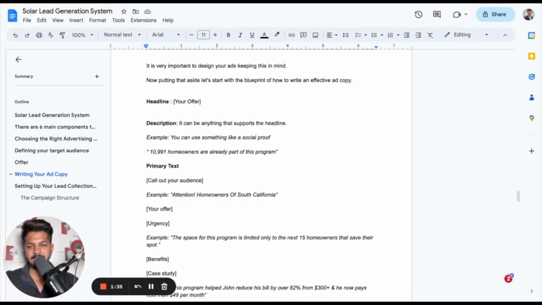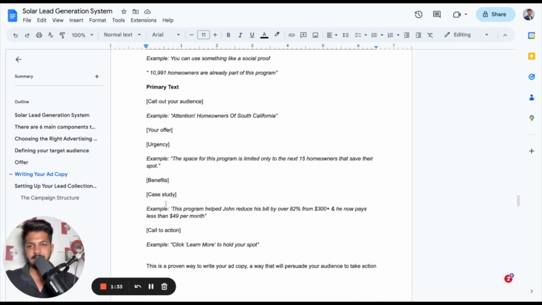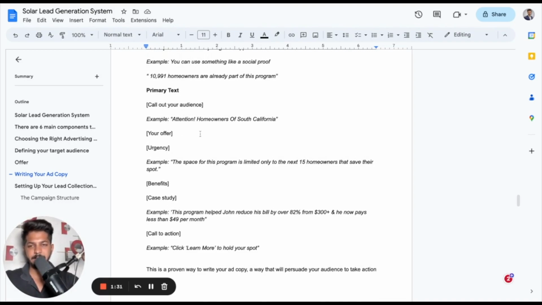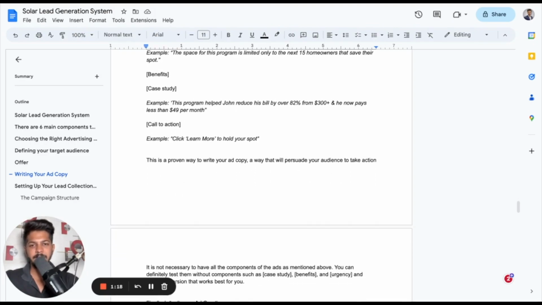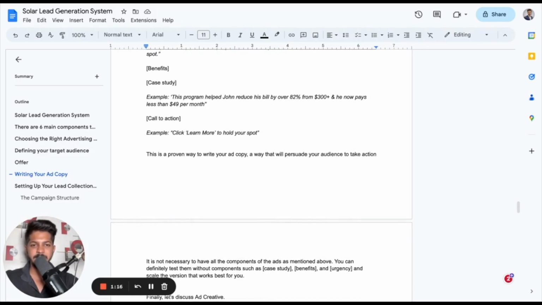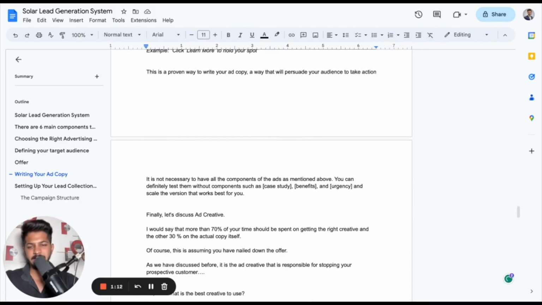Moving on to the primary text, this is a basic template of how to write your primary text. You can start off by calling out your audience, give them your offer, generate some urgency, show some benefits, show some case studies, and finally give a call to action. This is a proven way to write your ad copy, a way that will persuade your audience to take action. It is completely not necessary to have all the components of the ad as mentioned above. You can definitely test them without components such as case study, benefits, urgency, and scale the version which works best for you.